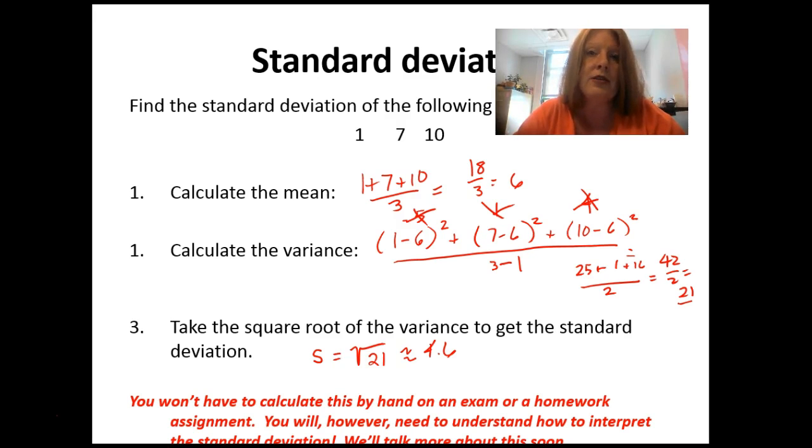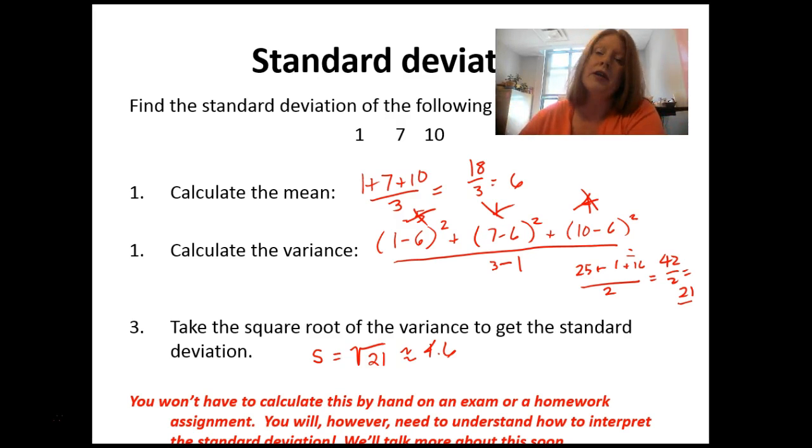Because of the fact that we do all of this squaring up here to get our variance, the standard deviation is never going to be negative. The smallest it can be is 0. So you'd have a standard deviation of 0 if there's no variability in the data set, if all the data values are the same. It's either going to be 0 or it'll be a positive number. It can never be a negative number. So that's an important thing to keep in mind.